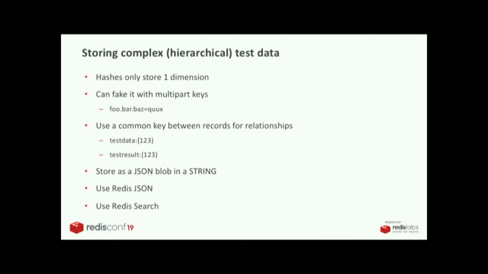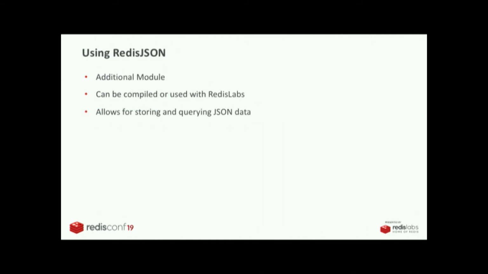Or you can do multi-part keys, such as foo.bar equals baz or whatever. Or you can use relationships. I can use that session ID for different collections, whether it's a set or a hash, whatever. If that session ID 123 is the same session and I know that, there's a little bit of logic built in that can do that. And lastly, I can use Redis Search to do some more complex queries, full text search and stuff like that.